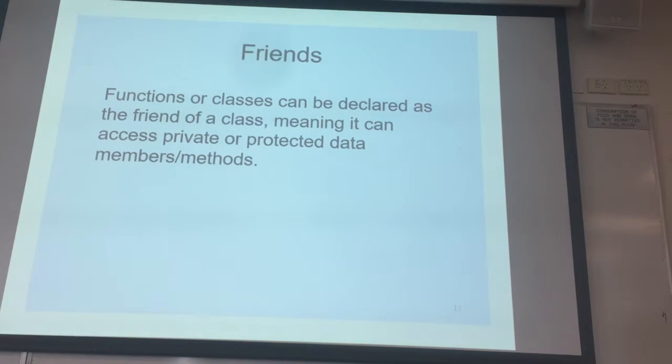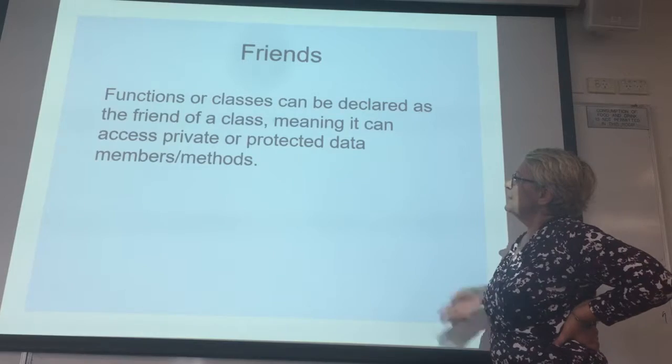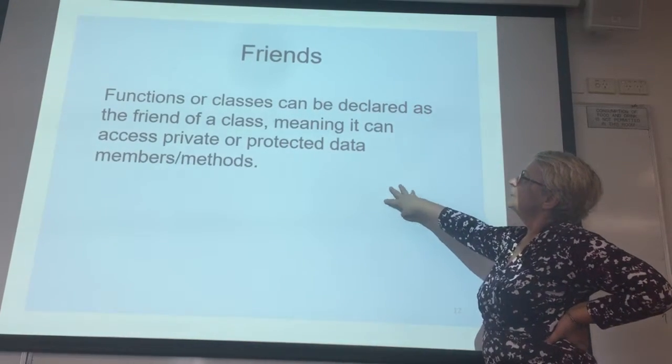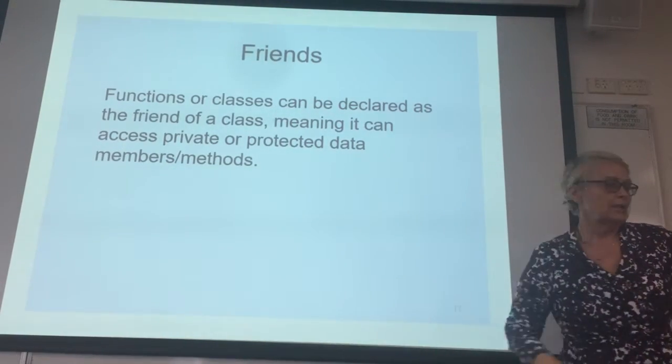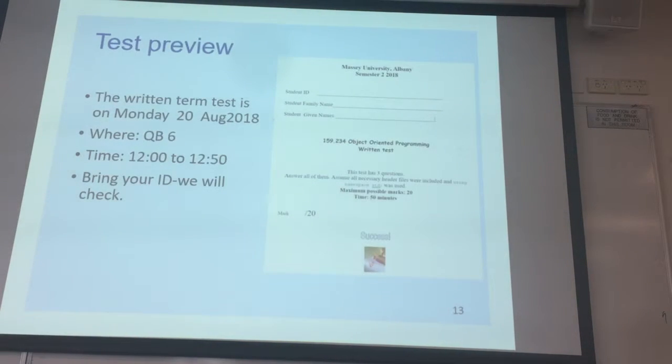Friends are introduced in C++. Java doesn't have this facility; you can't have friends in Java. But in C++, you are allowed to give permission to other classes or functions to access private data of the class itself.